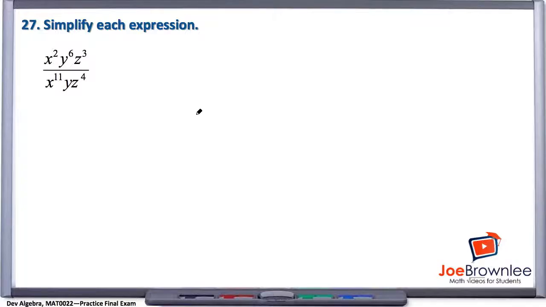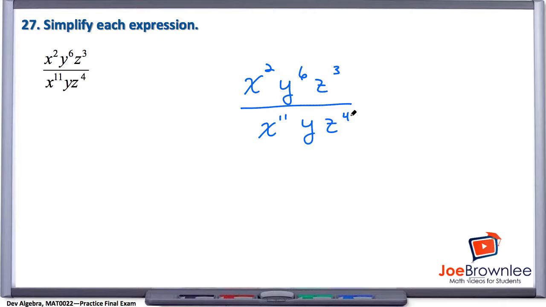Number 27, we're told to simplify the expression, and we have x squared y to the 6 z cubed over x to the 11th y z to the 4th. All right, so in this case, we are dividing, and so let's take this step by step. I'm going to go ahead and write this again off to the side here so it's a little bigger. y to the 6th, z to the 3rd, over x to the 11th, y, z to the 4th. All right, so as I was saying, let's take this step by step.